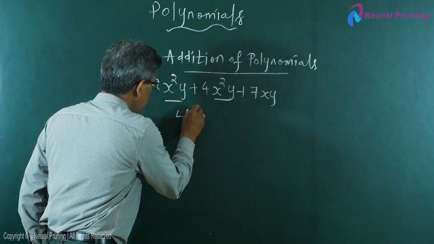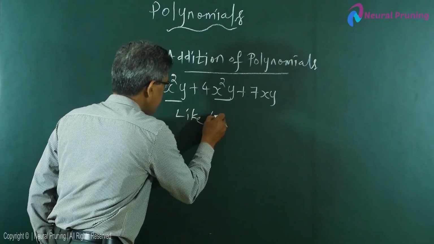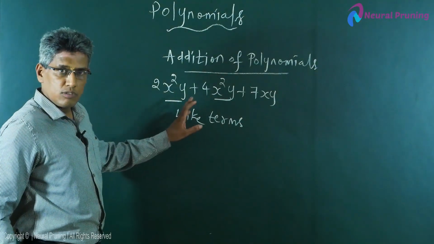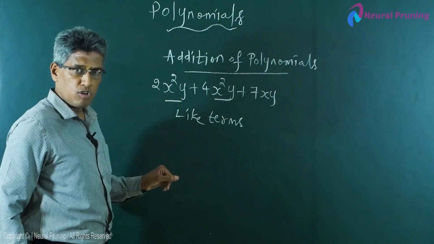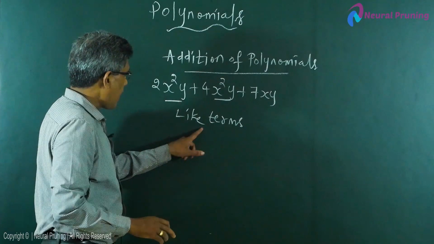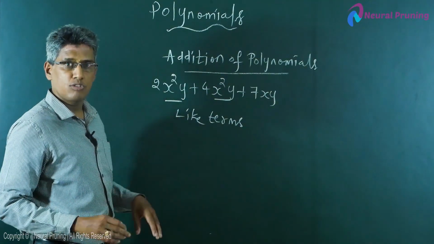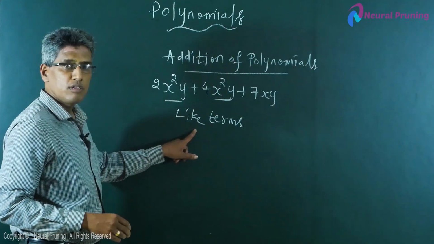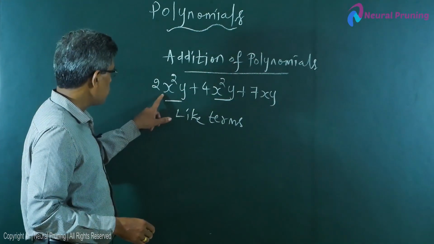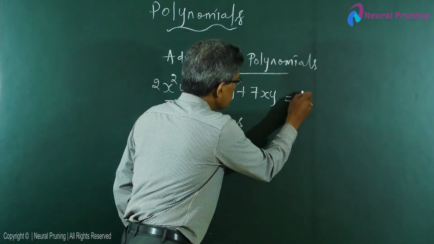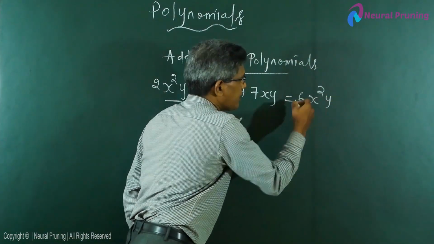So these are called like terms. When we add two expressions or polynomials, we can add directly, just as we add two numbers, whenever we have like terms. So 2x square y plus 4x square y is 2 plus 4, 6x square y.